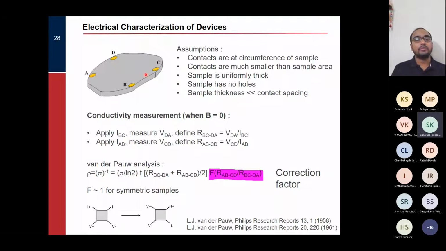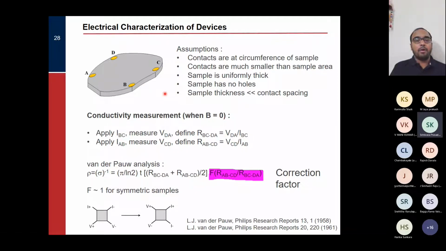But if the thickness is quite large, then the vertical conduction will be completely ignored. As a result, the assumption we are taking here will not be completely valid for these kinds of samples. So here we assume that the sample thickness has to be lower than the contact spacing.